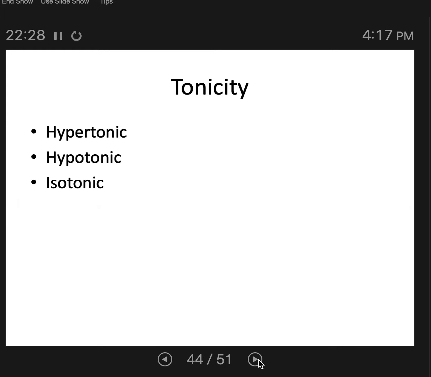So let's talk about this vocabulary, tonicity. You've seen these before. There's hypertonic, hypotonic, isotonic. All right, these are relative terms. Something can't be hypertonic by itself, right? Because that's like saying something is greater by itself. You have to say greater than what? Hypertonic to what? It can't be greater by itself. It has to be greater than, okay?